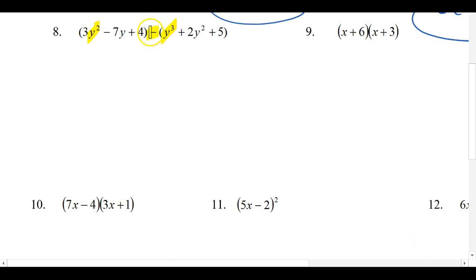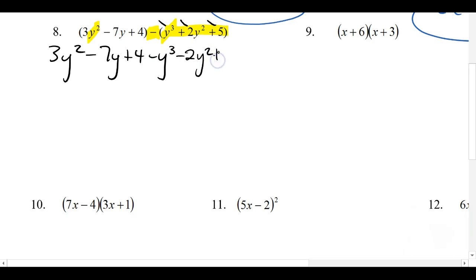Okay, so first thing is we have a negative or a subtraction between the two parentheses. So we need to change all the signs to the right. So let's rewrite it. 3y squared minus 7y. This doesn't change. But now everything to the right of this changes. So now this positive y cubed will be negative. Then this positive 2y squared will be negative. And also this 5 will become negative. So now I have minus y cubed, and then minus 2y squared, and then minus 5.